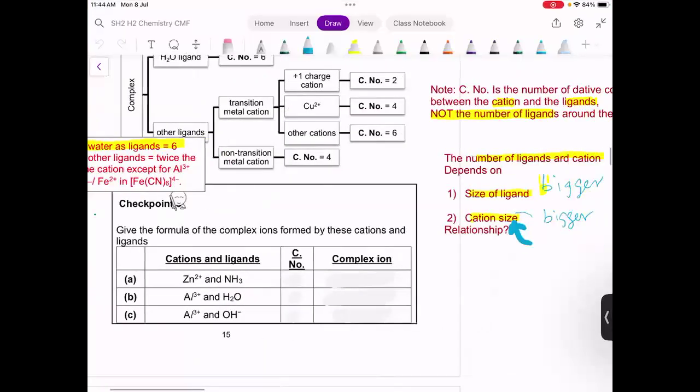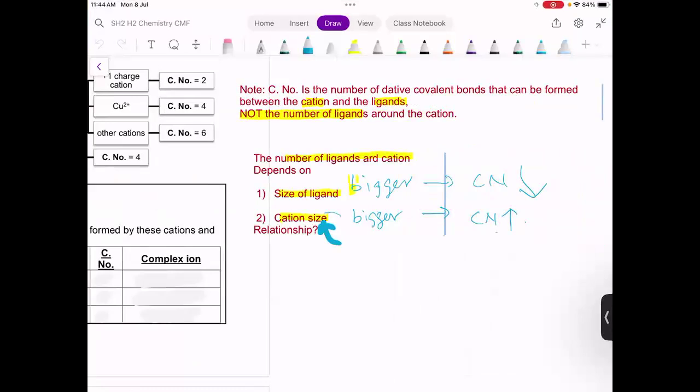Okay, so last Friday we ended off at this point of time. We were discussing what could have affected the number of ligands that can surround our cation. So I mentioned that the size matters. If your ligand is of a bigger size, then your coordination number will drop, because very big ligands around your center will experience repulsion between each other. So there will be fewer ligands around your cation. If your cation size is larger, then there's more space to accommodate more ligands. So it's this kind of relationship.